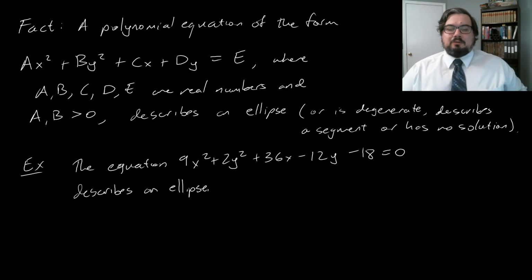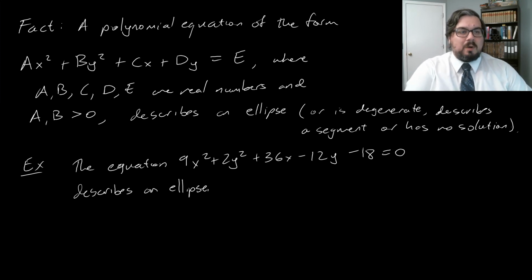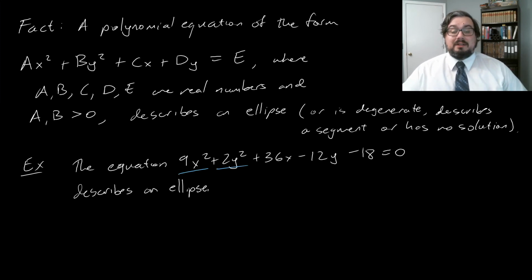So you'll notice that this is arranged a little bit differently. Instead of my constant term being over on the right-hand side of the equation, it's on the left. That doesn't make a whole lot of difference because we can just move it around back and forth. What you're looking for are the x squared and y squared terms both being on the same side with positive coefficients. In this case, the coefficient of x squared is 9, the coefficient of y squared is 2, and therefore that means that this equation has the potential to describe an ellipse if it has a solution, if it's not degenerate.